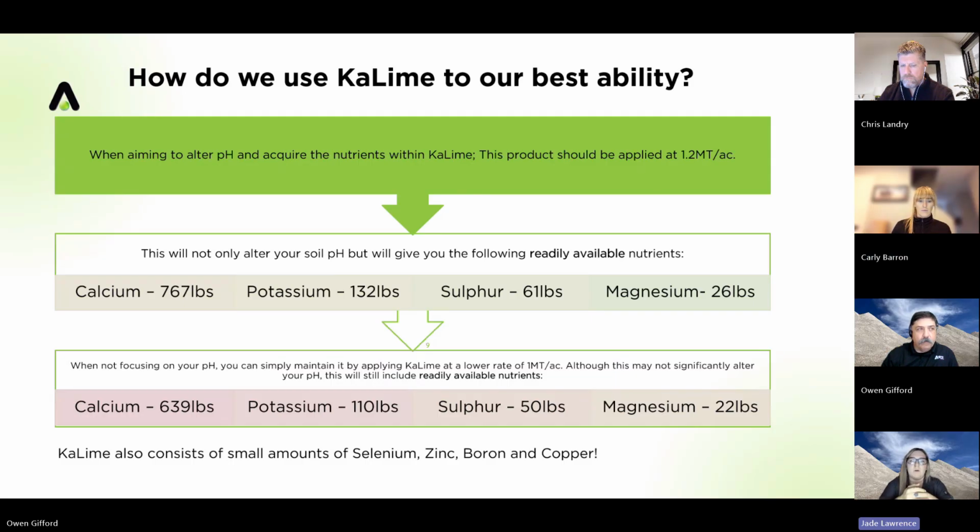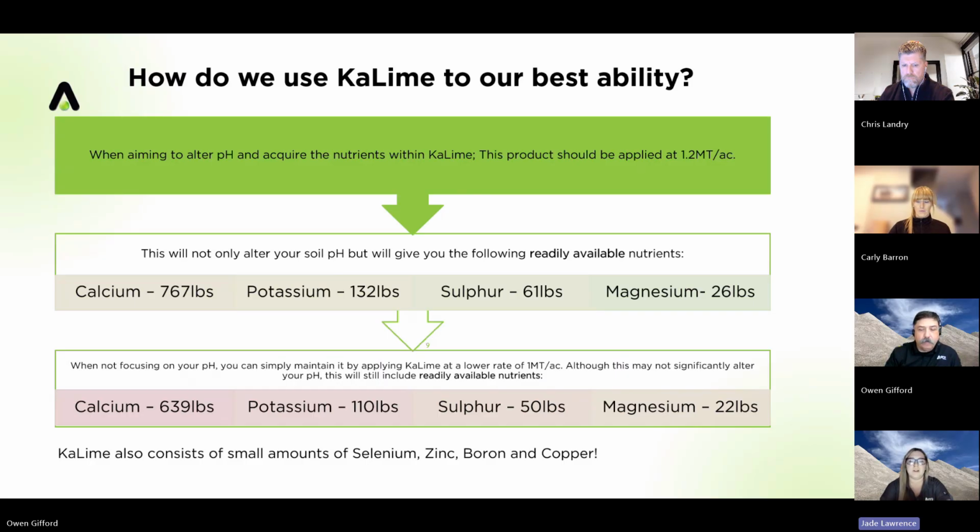So if you're going to go in at that 1.2, you're going to get 767 pounds of calcium, 132 pounds of potassium, 61 pounds of sulfur, 26 pounds of magnesium, with little trinkets of selenium, zinc, boron, and copper as well. If your goal is not to alter your pH, you like where your pH is at, but you want to get the added benefit of using all these readily available nutrients, you can go in at a rate of 1 ton an acre or less.